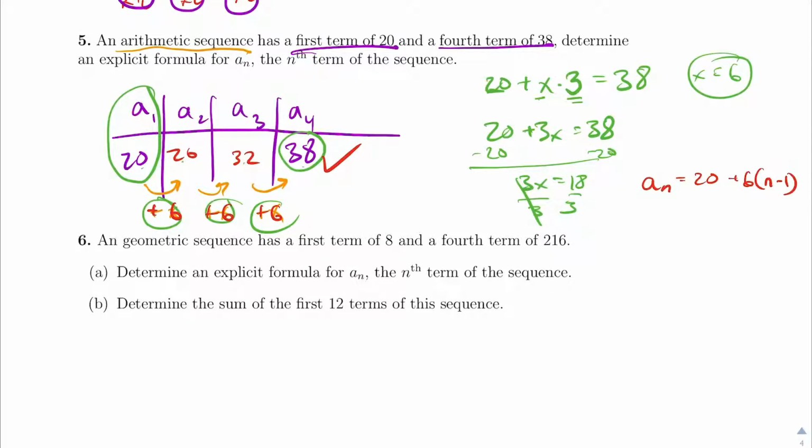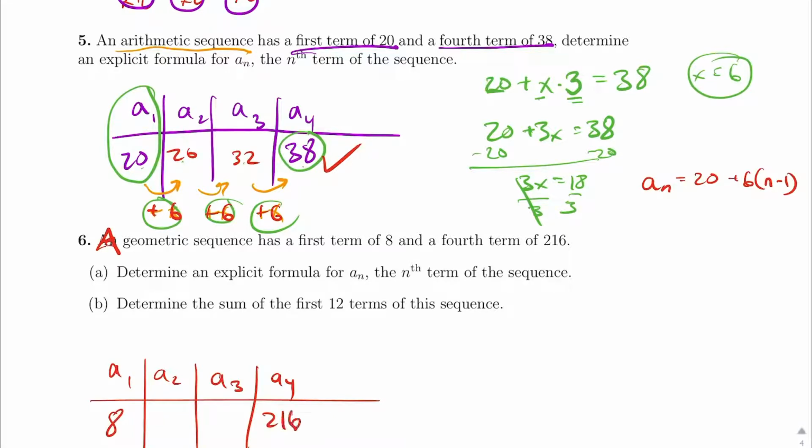A geometric sequence has a first term of 8 and a fourth term of 216. Same setup. Eight, 216. But it's geometric this time. So that means it's a multiplicative pattern. So we're multiplying by some number r each time.